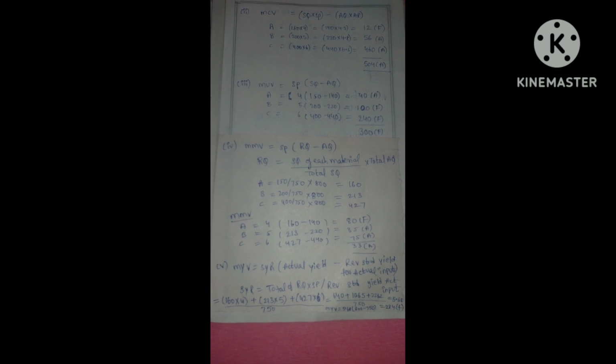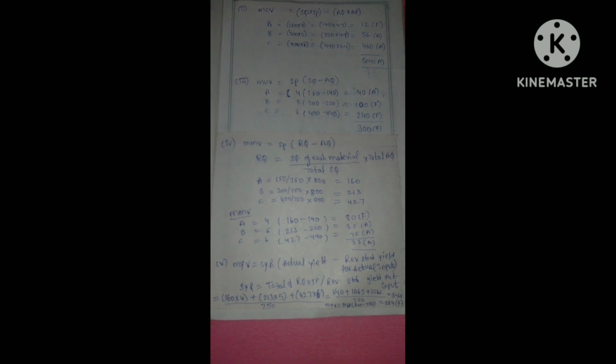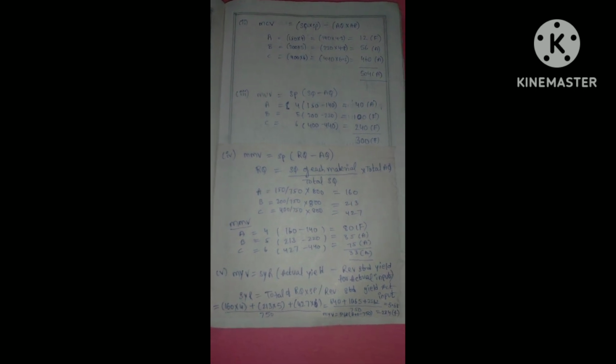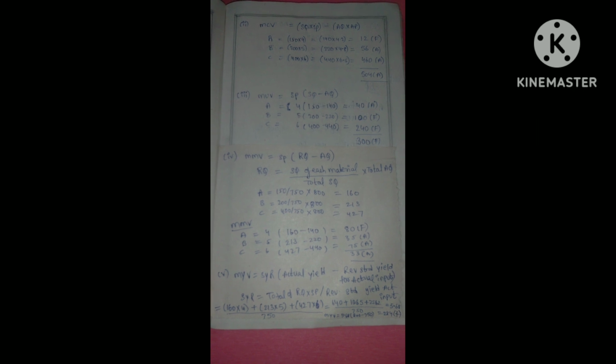Now we have to calculate material mix variance. So the formula for material mix variance is standard price into (RQ minus AQ). The formula for RQ is equal to standard quantity of each material divided by total standard quantity, into total actual quantity. Here RQ means revised quantity.